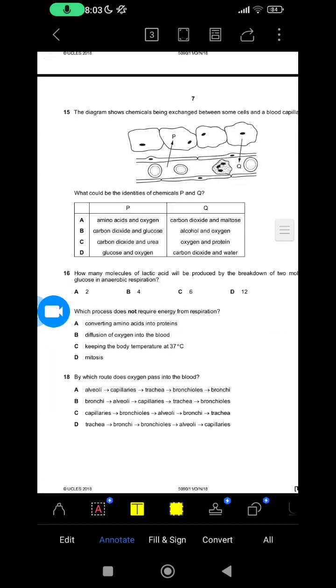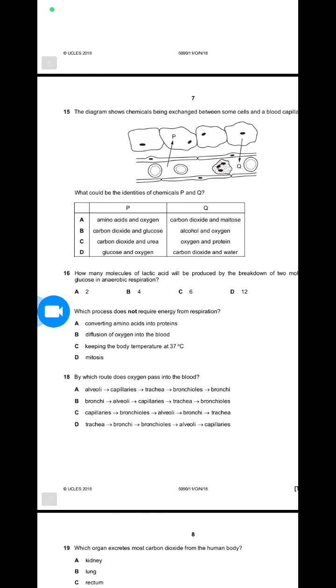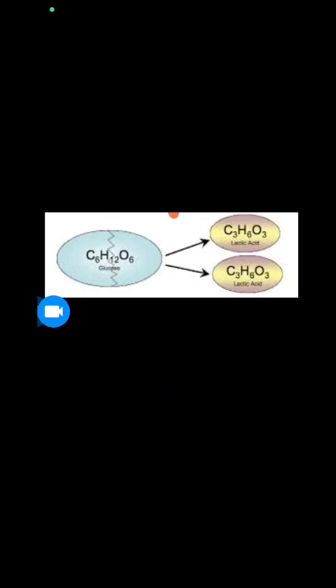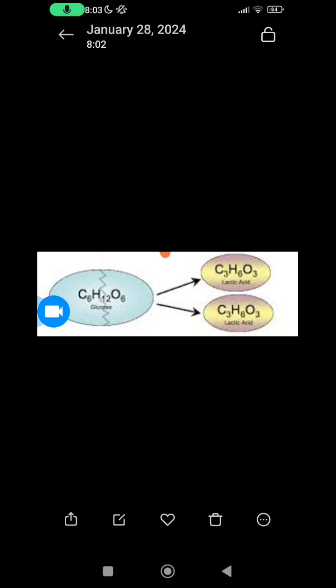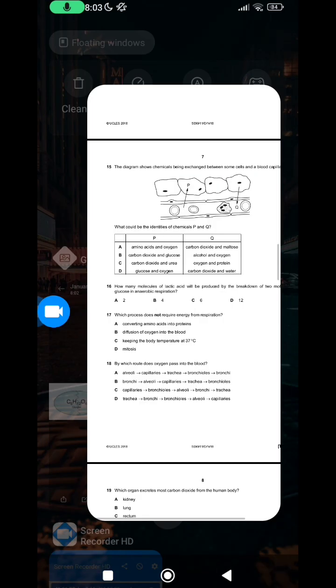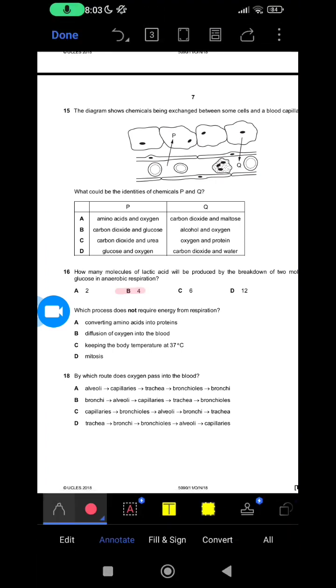Question 16. How many molecules of lactic acid will be produced by the breakdown of 2 molecules of glucose in anaerobic respiration? Now let me show you. As we can see, one glucose molecule becomes 2 lactic acid molecules. So 2 glucose molecules will become 4 lactic acid molecules, which is written as part B. So B is the correct answer.